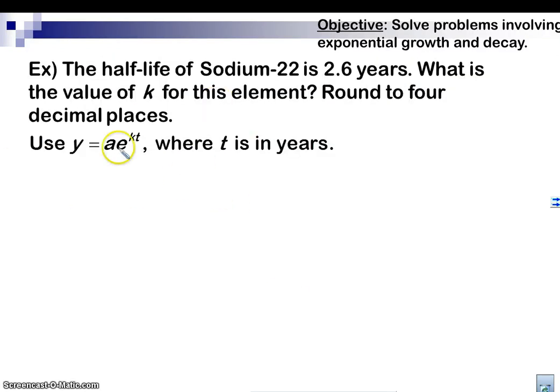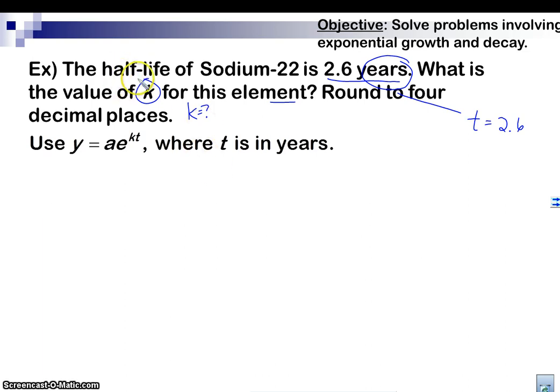So this is our first example. The half-life of sodium 22 is 2.6 years. 2.6 years, that must be T. So T is 2.6. What is the value of K? K is what we're looking for, right? For this element, we're going to round to 4 decimal places. So here's what we're going to do. We're going to use our formula, y equals A e to the kt, and we're going to plug in what we know.